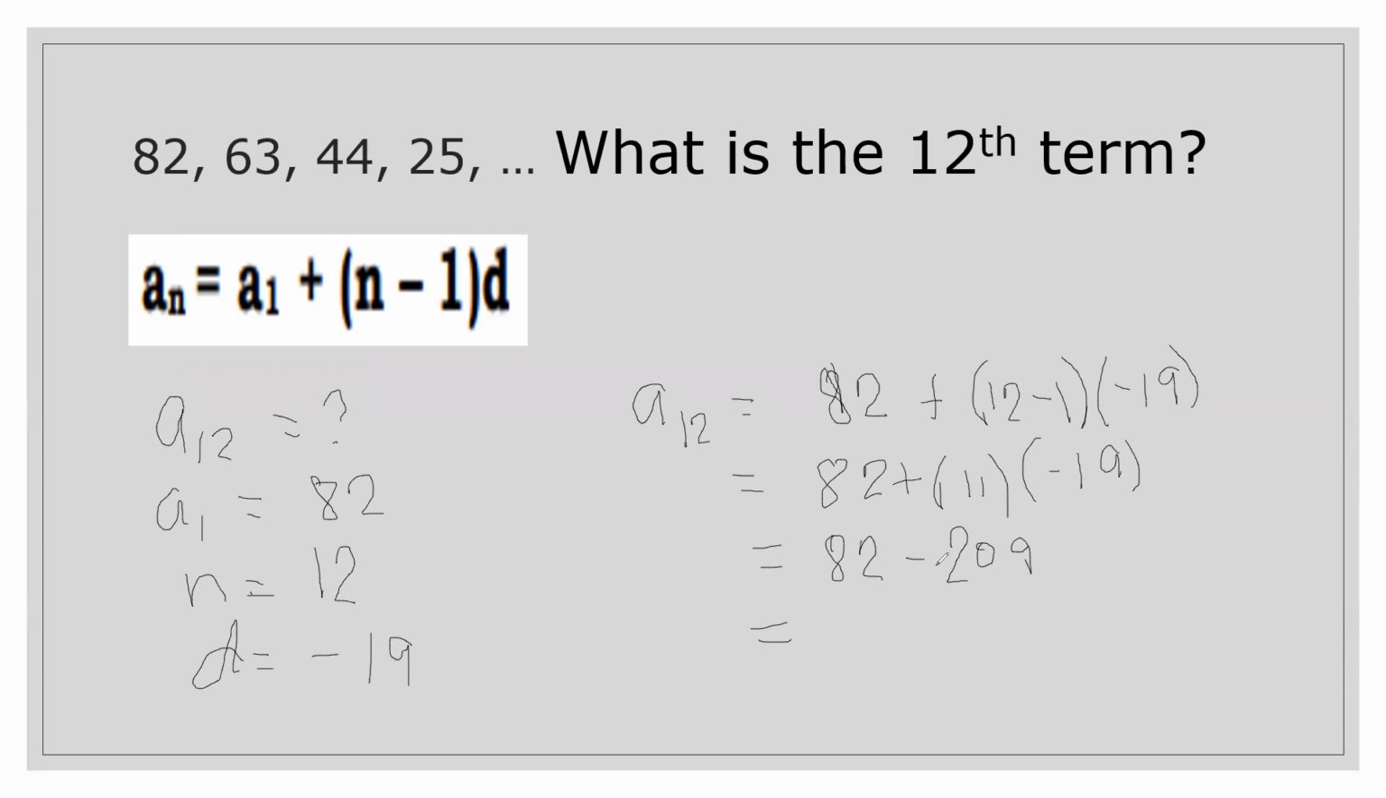127 pa. 209 minus 82. It's 127. But since mas malaki si 209 at siya ay negative siya. So that is negative 127. Okay po. Positive kasi yung 82, negative yung 209. Mas malaki si 209, magkaiba sila ng sign, so pinag-minus, at kukuhanin natin ng sign ng mas malaking number.